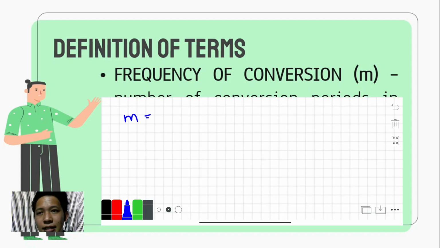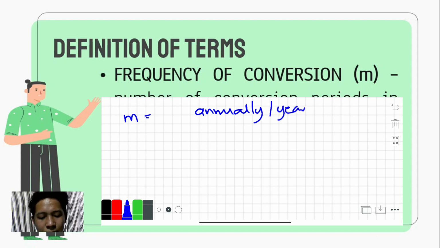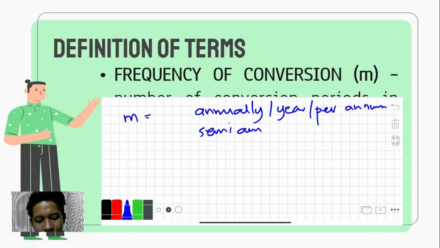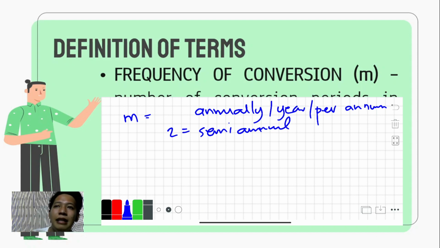There are cases, kasi dun sa previous discussions natin, lagi natin ginagamit annually. Okay? Annually or yearly or per annum. Kapag sinabing ganyan, ibig sabihin kada isang taon. Pero meron pa rin tayong ibang conversion. Pwedeng semi-annually, kung saan kapag sinabi nating semi-annual, yung magiging M natin would be 2 kasi dalawang kalahating taon meron sa isang taon. Okay po?